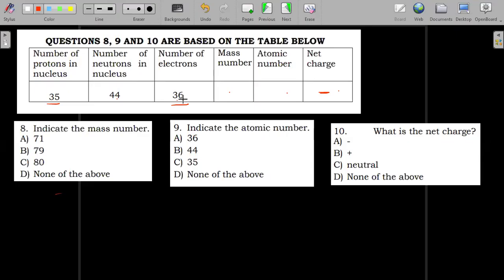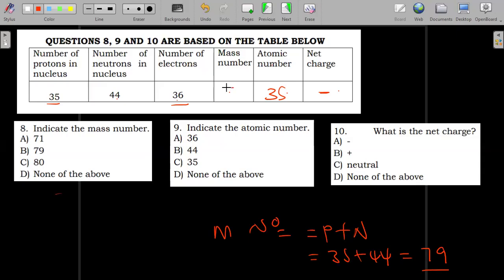Because 36, which is negative, plus 35, which is positive, is going to give you -1. What about the atomic number? The atomic number is the same as the number of protons, so you're just going to write 35. And then here they're asking for the mass number. The mass number is the sum of the protons plus the neutrons. So protons, we have 35, plus the neutrons, 44. So we're going to have 79 as the mass number.